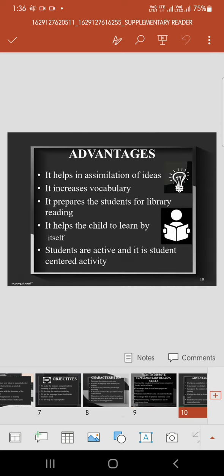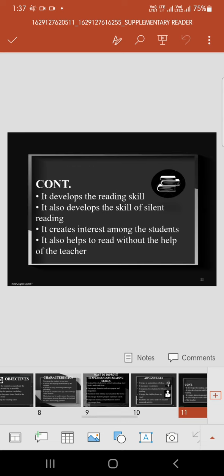And then, advantages of supplementary reader. Supplementary reader helps in assimilation of ideas. It increases both passive and active vocabulary. It prepares the students for library reading. It helps the child to learn by itself. Students are active and it is a student-centered activity.